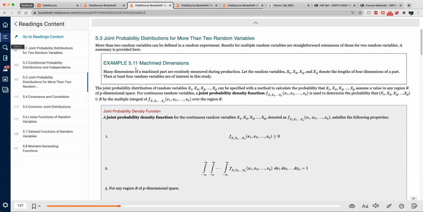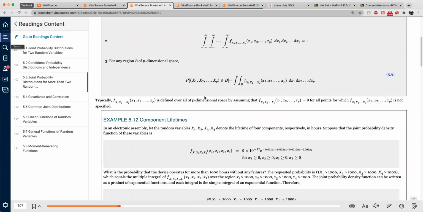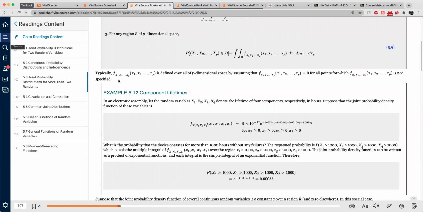Now see example 5.11, machine dimensions. Many dimensions of a machine part are routinely measured during production. Let the random variables x1, x2, x3, and x4 denote the length of four dimensions of the part. Then at least the four random variables are of interest in this study, right? So now, typically the joint PDF with p random variables is defined over all of p-dimensional space by assuming that the joint PDF equals 0 for all points for which it is not specified.